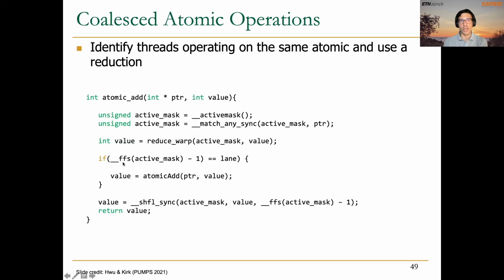bit set, FFS. I don't exactly remember what FFS stands for, but it finds the first bit that is set in the active mask. So that is the bit with the lowest index that is active, and if a particular thread, identified by its lane, is that bit with the lowest index, then it is the one designated to update the corresponding location in global memory. And finally, the only thing that we need to do is use this shuffle sync so the other active threads can read the value, that is the return value of the atomic operation, from the lane that performed the update.